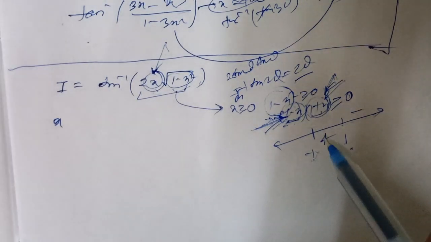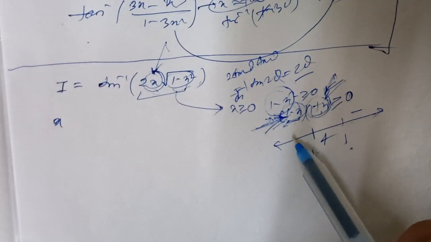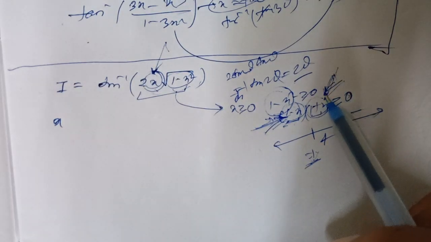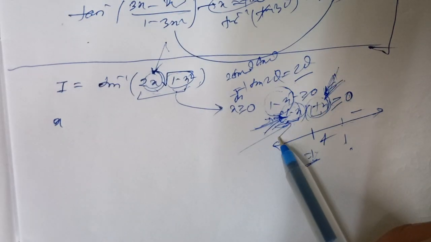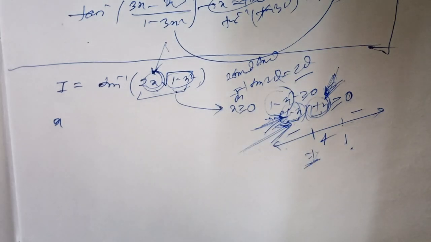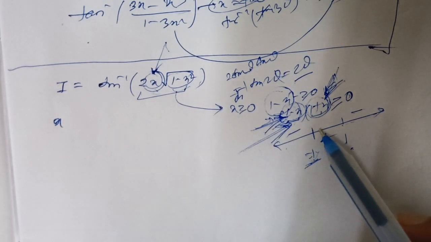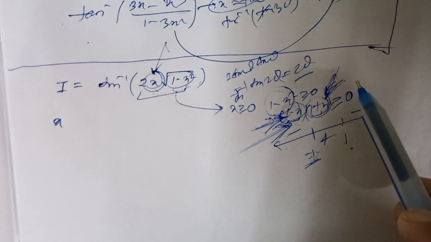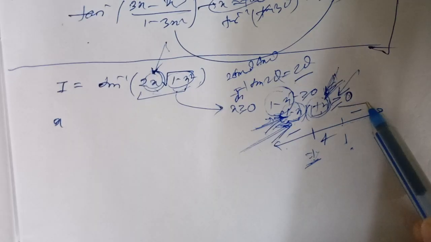This and this are both going to be positive in negative 1 to 1. Now if it is less than minus 1, this is going to be negative, and this is going to be positive, right? Therefore this entire thing will become negative. Now we wanted the solution set where this was greater than or equal to 0.